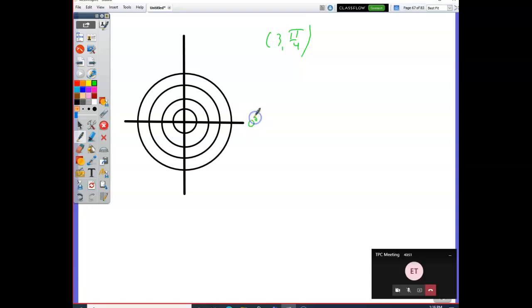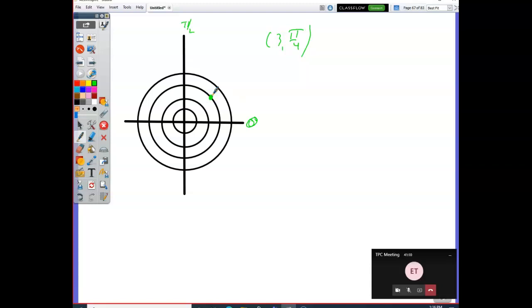This is 0, 0 radians, right? This is pi over 2. So pi over 4 would be right in the middle. I'm going out 3 from the center: 1, 2, 3. That is my first point. It's my example point. So far, so good?